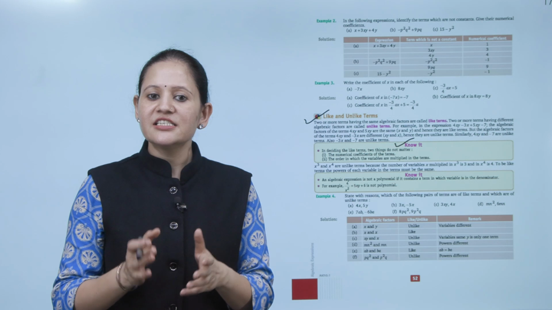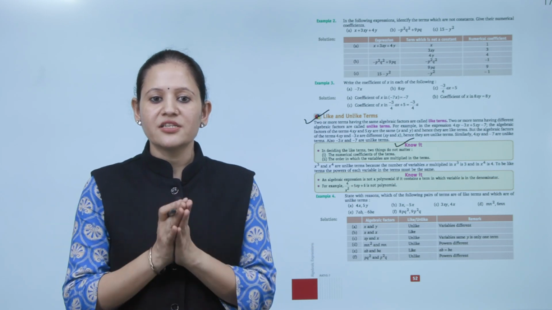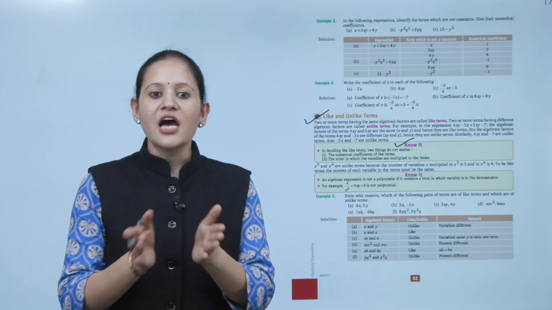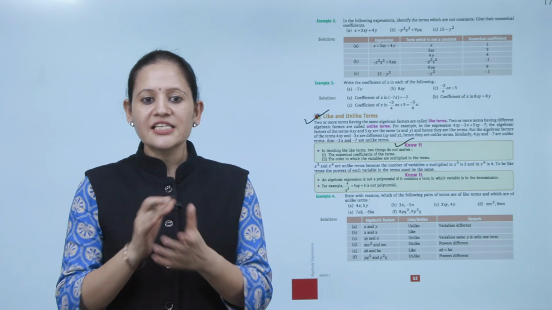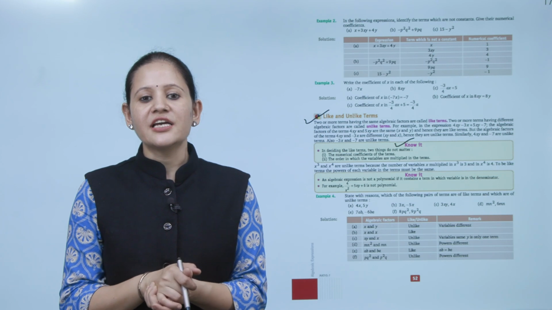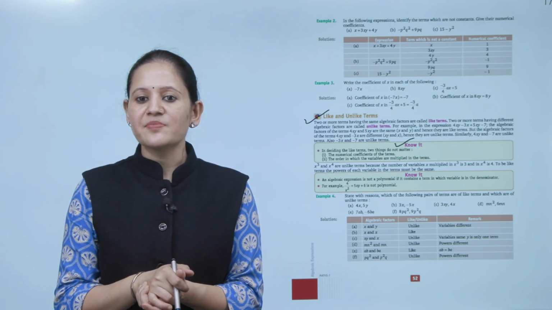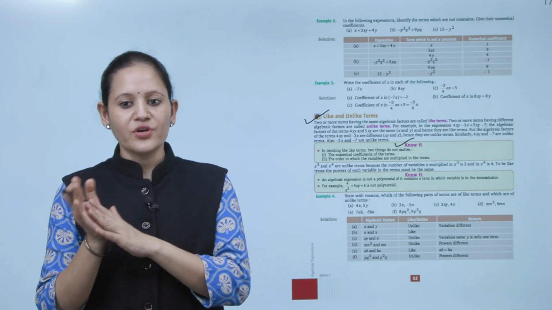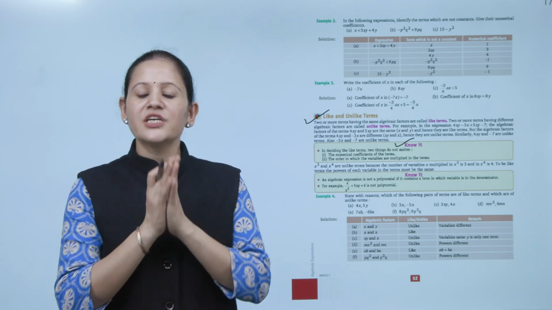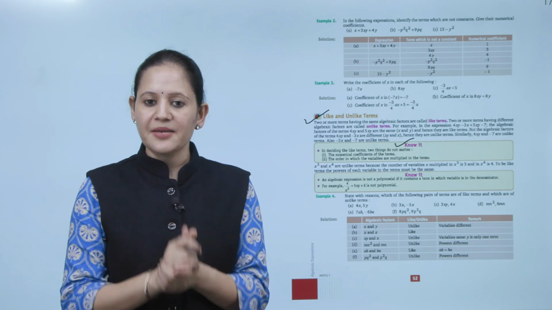In deciding the like terms, two things do not matter: the numerical coefficient of the term and the order in which variables are multiplied in the terms. X cube and x to the power 4 are unlike terms because the number of variable x multiplied in x cube is 3 and in x to the power 4 is 4. To be like terms, the power of each variable in the term must be the same.